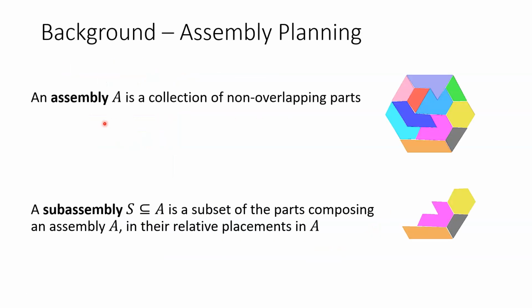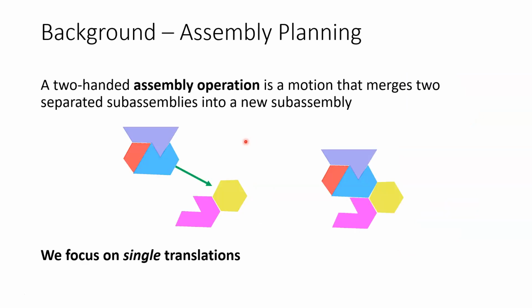So the background. An assembly A is a collection of non-overlapping parts. This is an example of an assembly of polygons. And a subassembly S of A is a subset of the parts composing the assembly in their relative placements. In this talk, all the parts will be planar, since we're in 2D here. A two-handed assembly operation is a motion that merges two separated subassemblies into a new subassembly. And the motion, in our case, will be just a single translation, such as in the example here, where this subassembly just moves in one direction until it mates with the other subassembly.